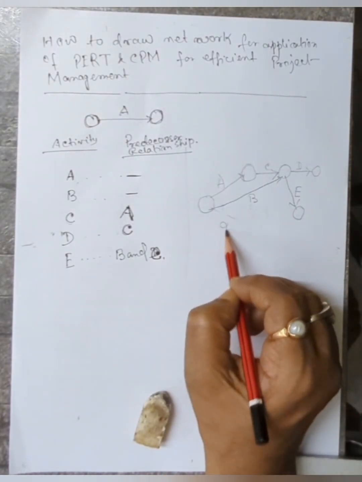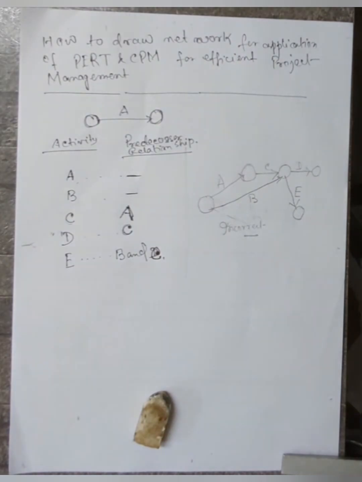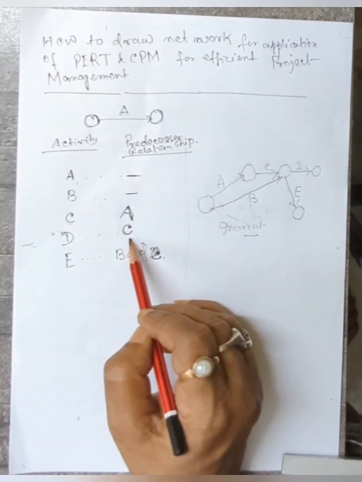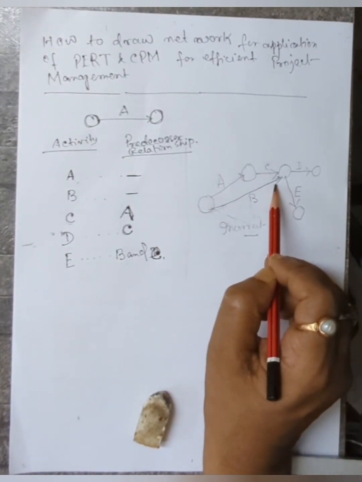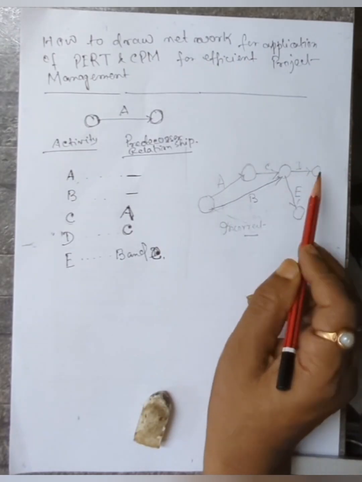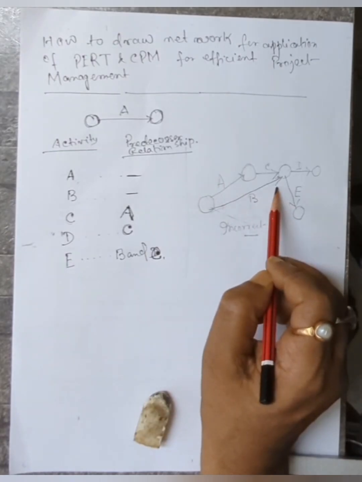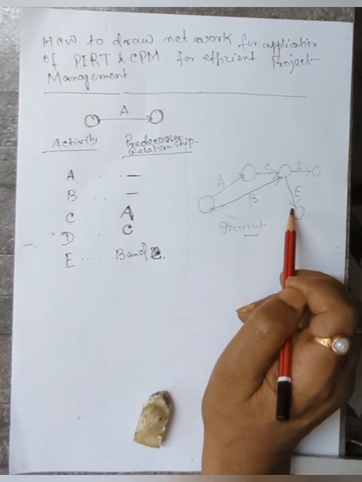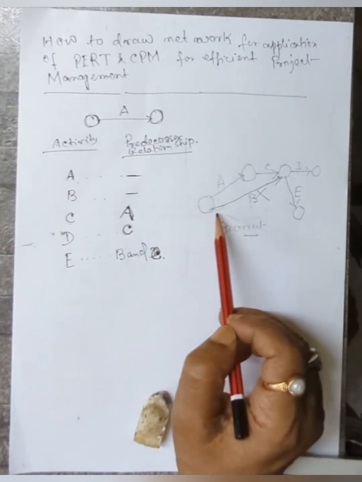But this is incorrect. This is not correct. Why not correct? Because you see, D can only be started after completion of C. But if you join this here, then it looks for the starting of D, you must have to complete B also. But the logic is not like that. The logic is E can start only after completion of B and C, but B is not required to complete to start D. That's why this is not correct.